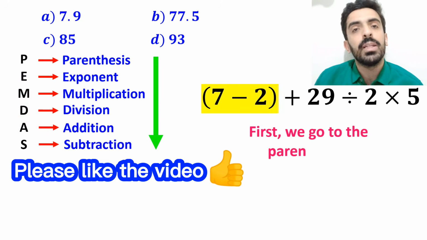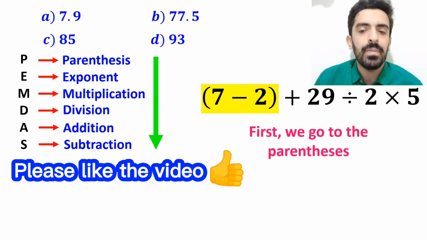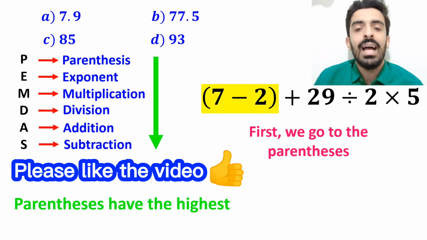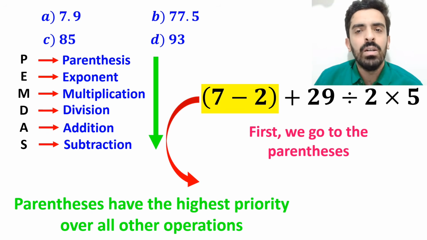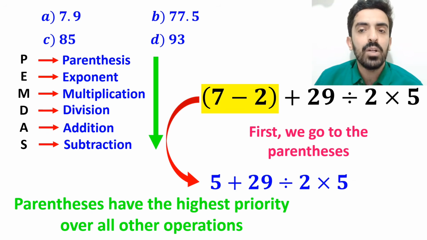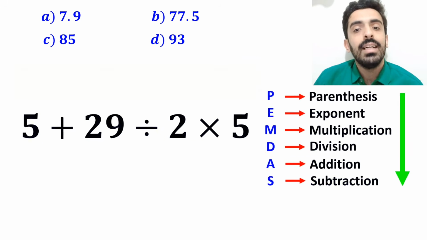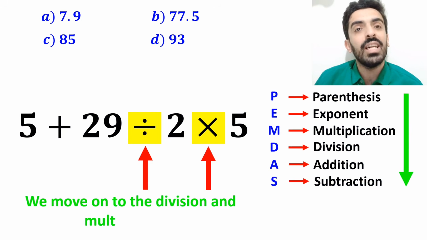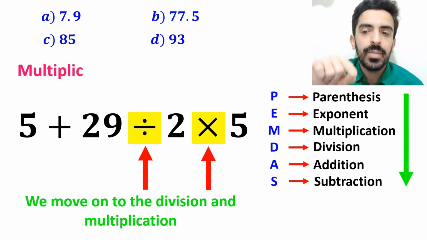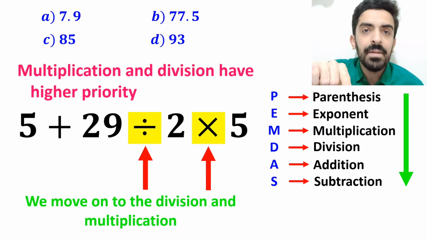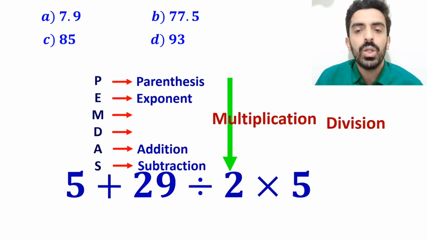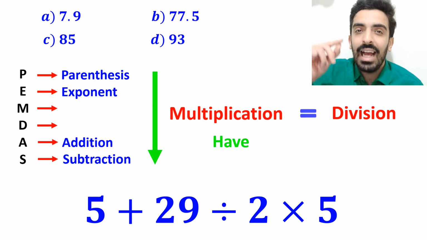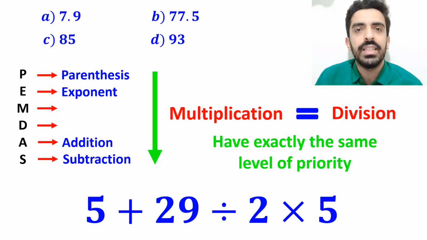Okay, first we go for the parentheses, because according to the PEMDAS rule, parentheses have the highest priority over all other operations. So, we can write this expression as 5 plus 29 divided by 2 multiplied by 5. In the next step, we move on to the division and multiplication, because multiplication and division have higher priority than addition. However, it's very important to note that multiplication and division have exactly the same level of priority.